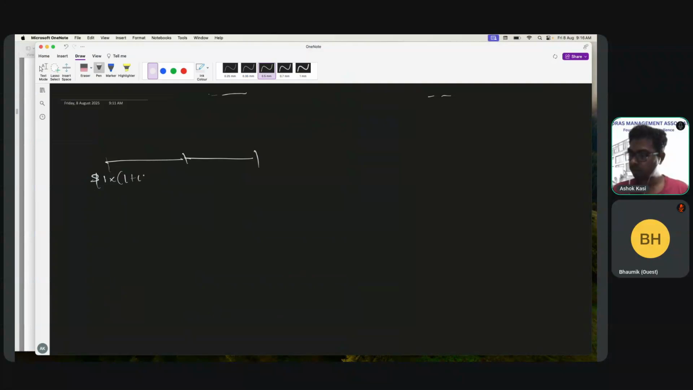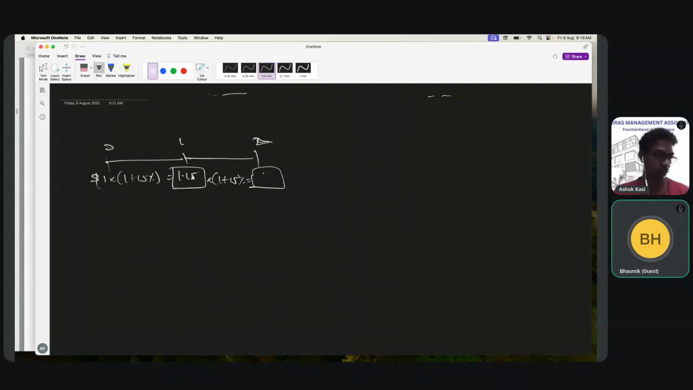So 1 plus 15% will be 1.15, right? Yes. This one, 1.15 into 1 plus 15%, gives 1.3225.